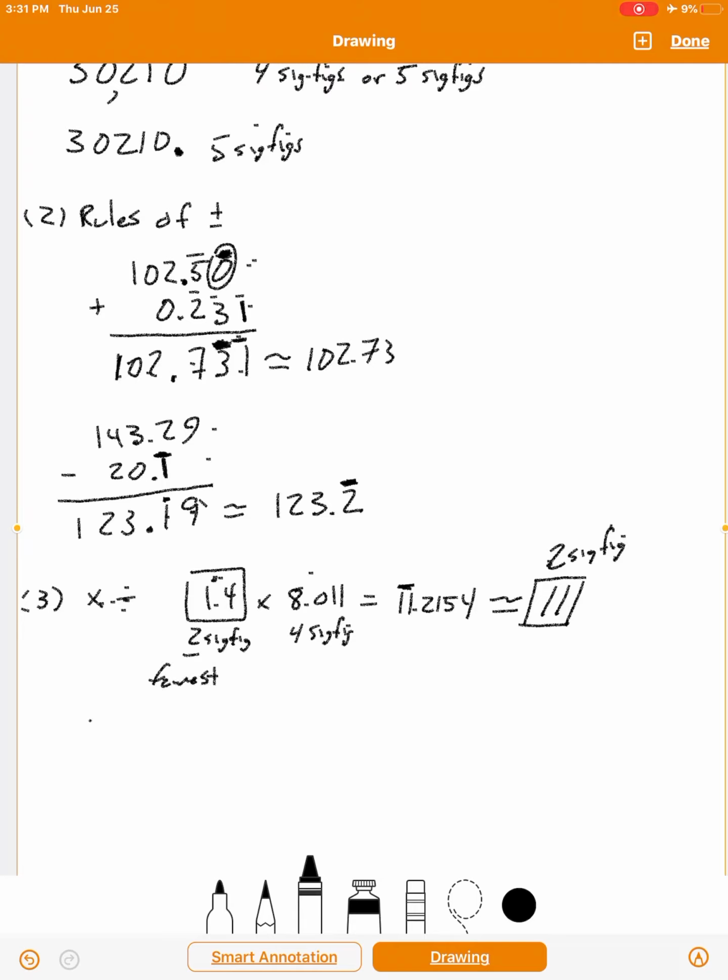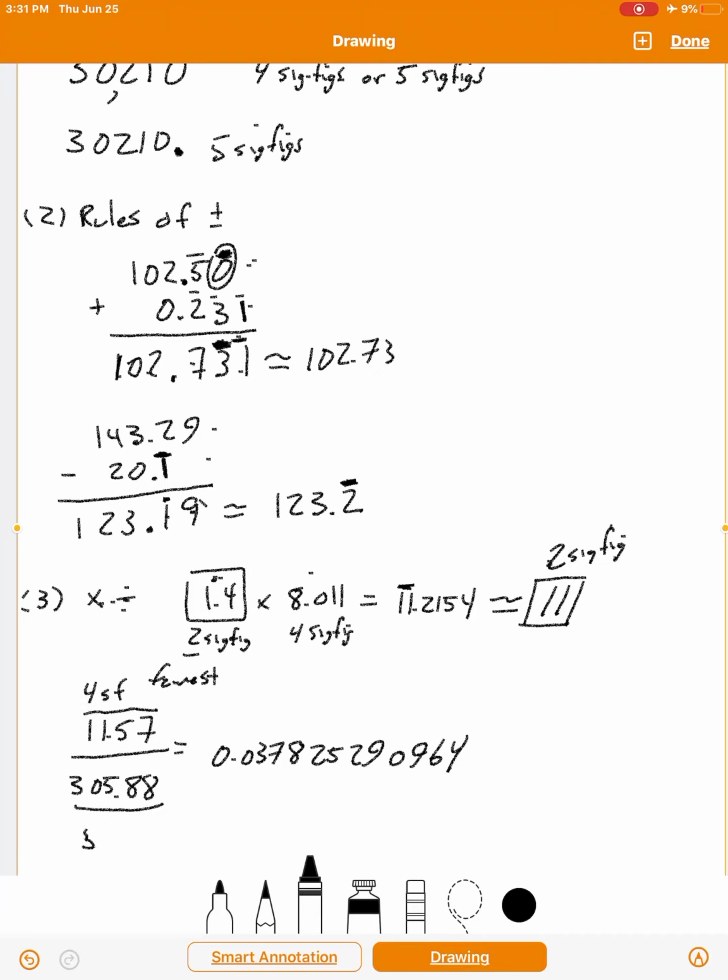So what about another measurement? What if you had 11.57 and then you were dividing that by 305.88? Okay, well you get 0.037825290964, right? That's a lot of sig figs. This is multiplication division, so you count sig figs. 1, 2, 3, 4. 1, 2, 3, 4, 5. So the answer gets rounded to 4.